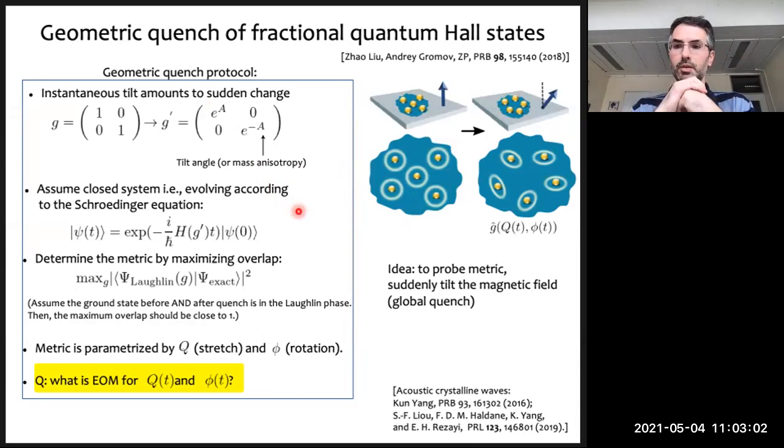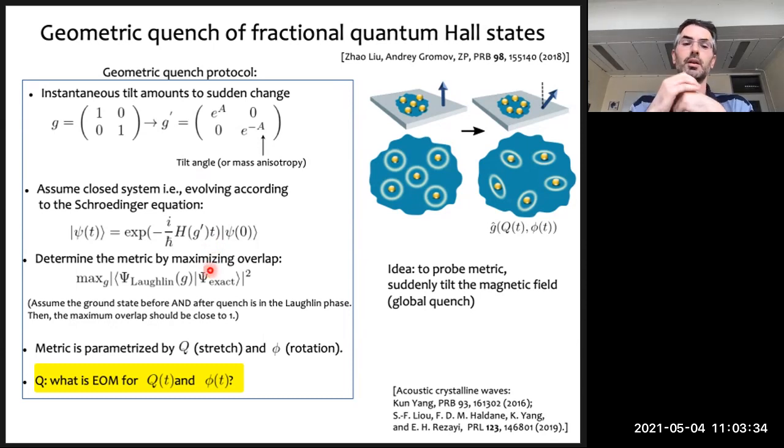Then we assume that our system is closed. This is for simplicity, simulation reasons. So it means that it's going to evolve according to the Schrödinger equation with this new Hamiltonian, which depends on this new metric, which is not isotropic anymore. Okay, and now the goal is we want to find the equation of motion for these Q and phi parameters, which give us the metric of the fluid in a time-dependent state.